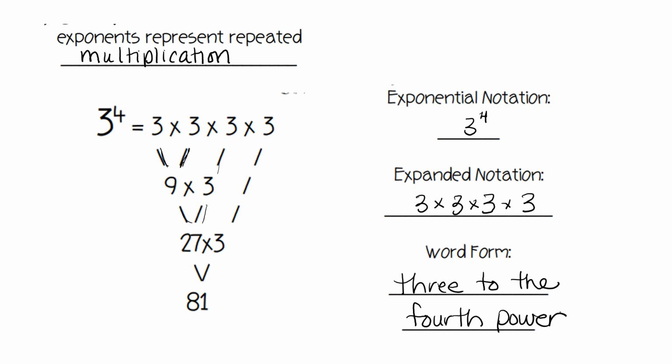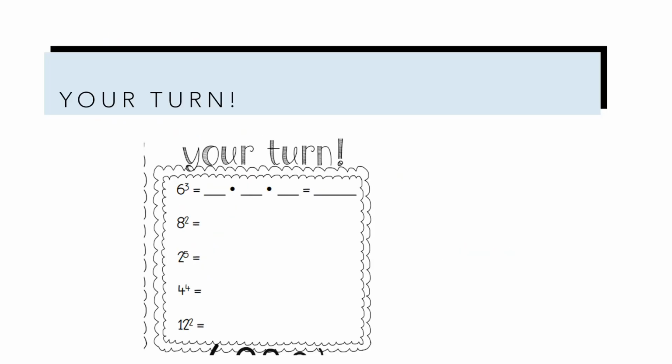So let's try a couple. So 6 cubed is really 6 times 6 times 6. When you multiply all those together, you get 216. 8 squared in expanded notation is 8 times 8, which is really 64. 2 to the 5th is 2 times 2 times 2 times 2 times 2. That's 5 twos. And when you multiply that, you get 32.